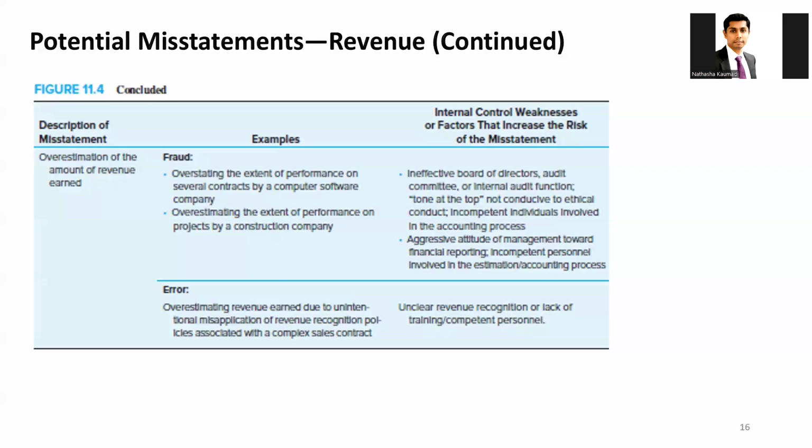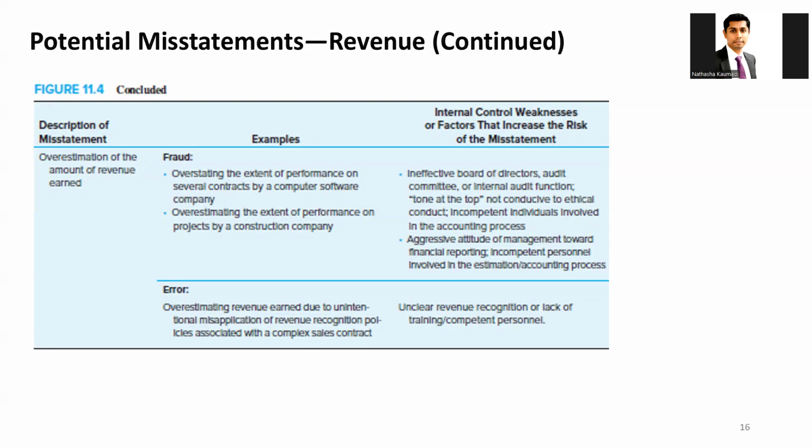That is a fraud. What are the errors? Overestimating revenue earned due to unintentional misapplication of revenue recognition policies associated with complex sales contracts. Unintentionally, when you are trying to apply the completion rates and the numbers, you get the numbers incorrect. So that is unintentional. That is why we call it an error. So likewise, those are the issues. There can be issues likewise in the revenue cycle. You need to be very careful.